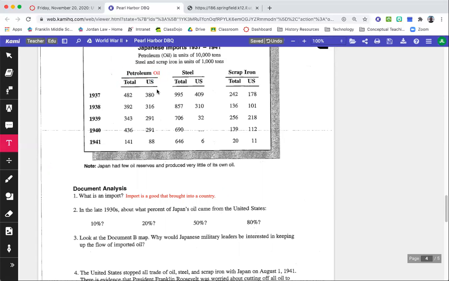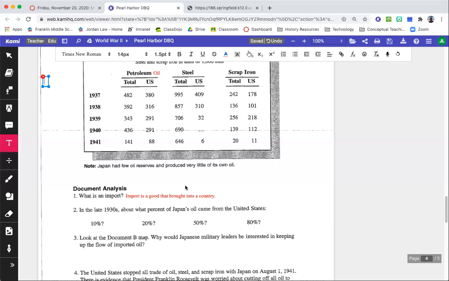Okay, so petroleum here, there's a really good amount of their oil being brought into Japan from the U.S. Okay, so I'm gonna pull up a calculator here, and I'll do the math over here to the side. So we're trying to figure out what percentage of the oil came from the United States.